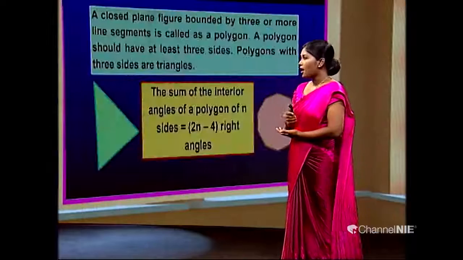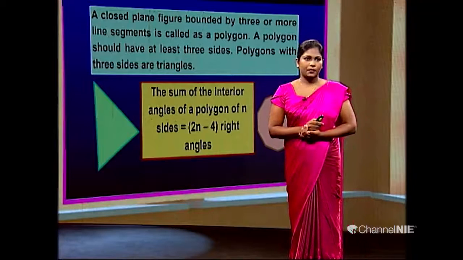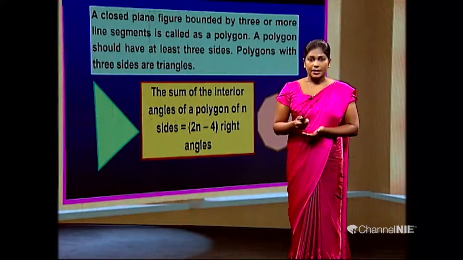180 open brackets n minus 2, then close the bracket. This is the formula to find the sum of the interior angles of a polygon. Then next we move to the other part of this. What is this? Say it again.